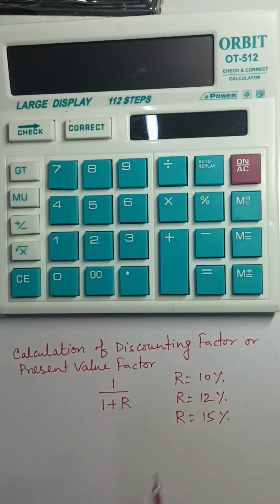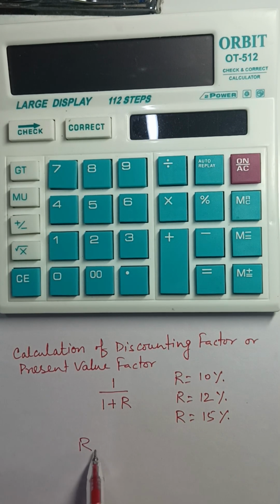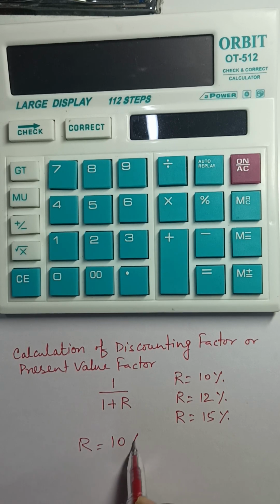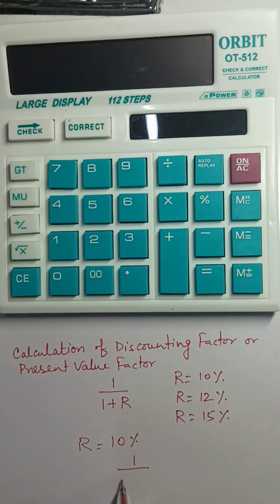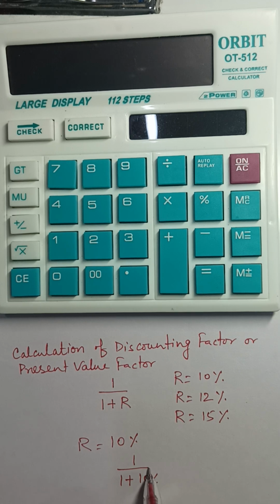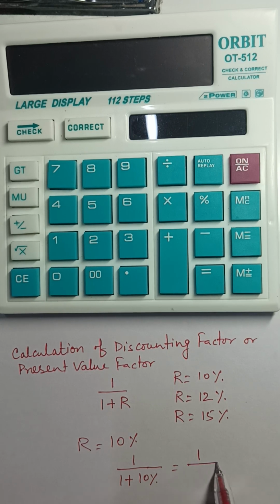For example, I am taking R equal to 10%. The discounting rate here is 10%. So here I'll take 1 divided by 1 plus, and in the place of R I'll put 10%. So here what we can get, 1 divided by 1 plus 10%.